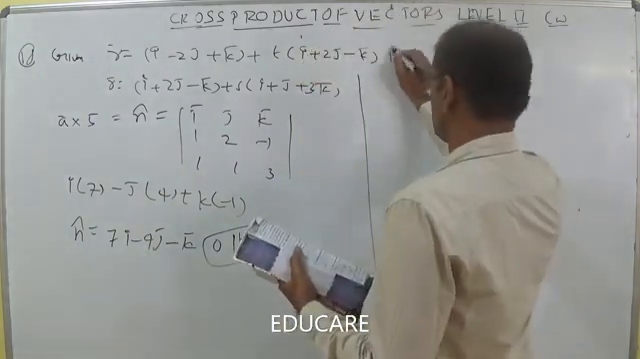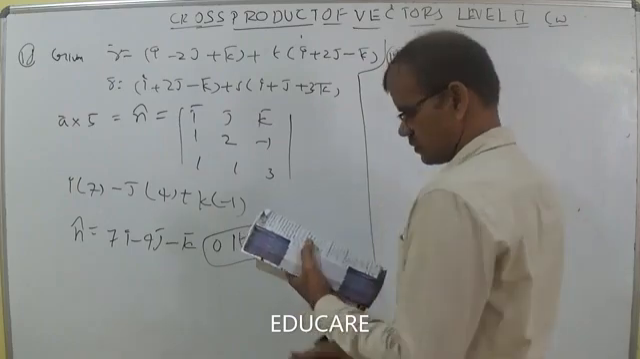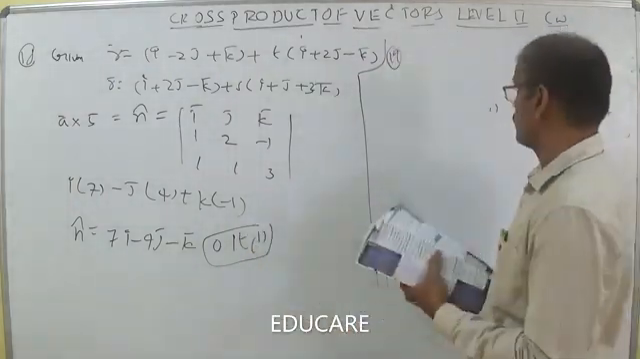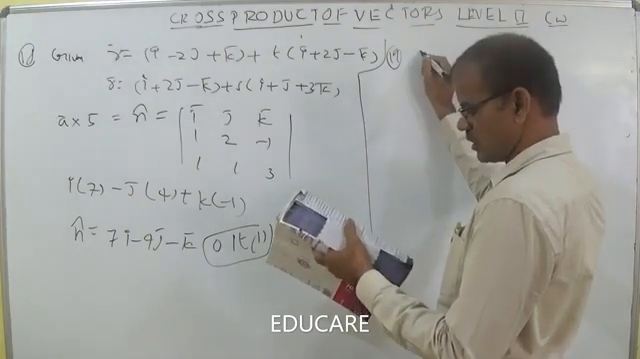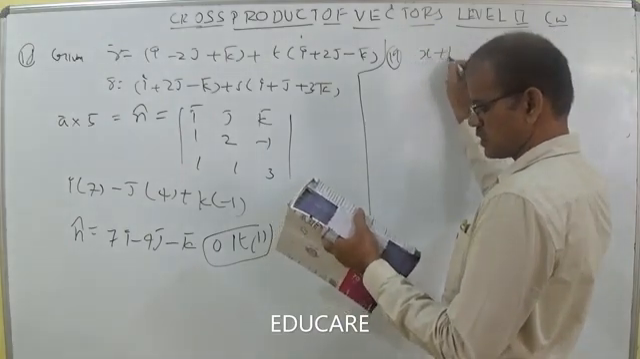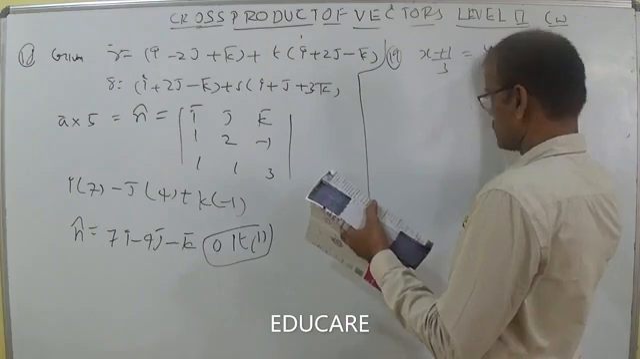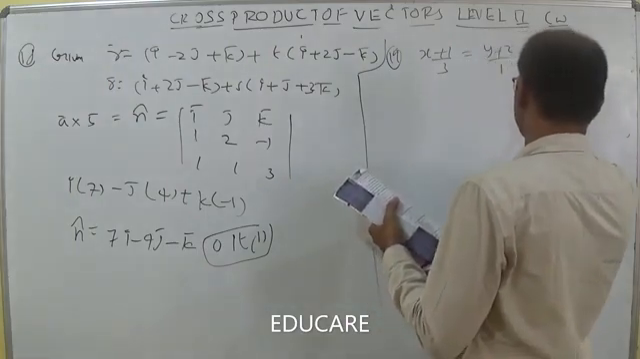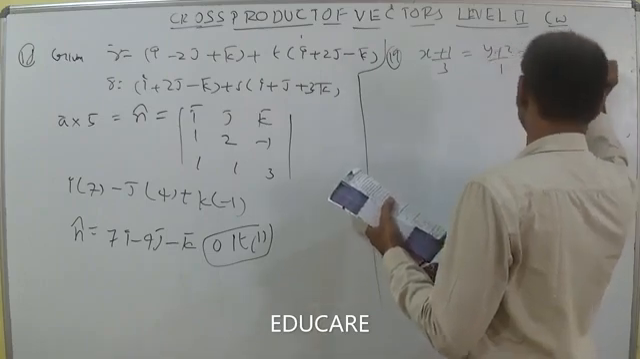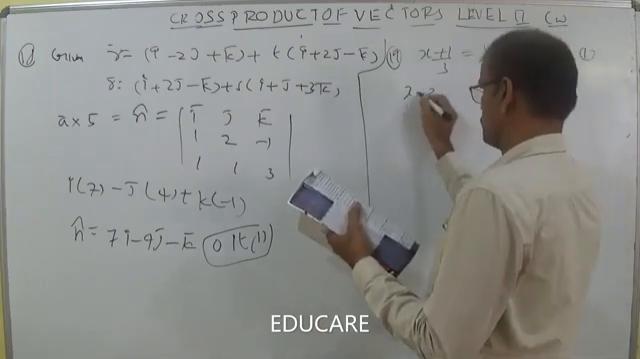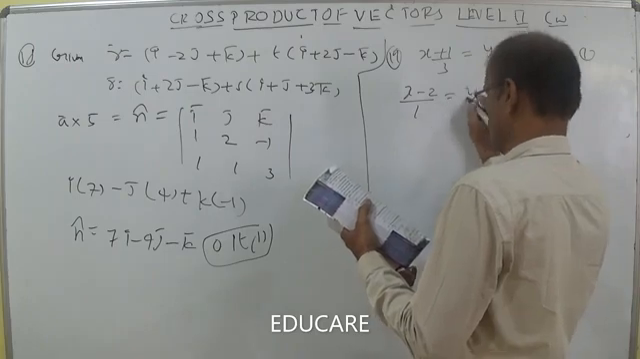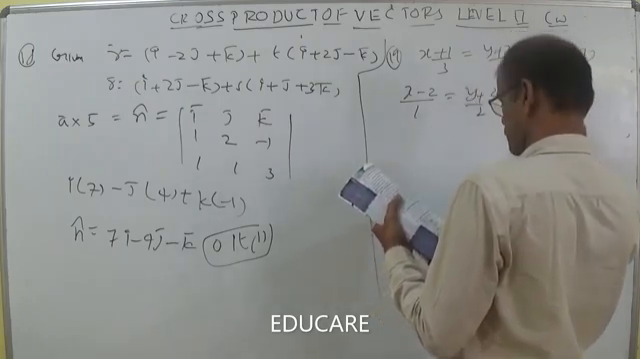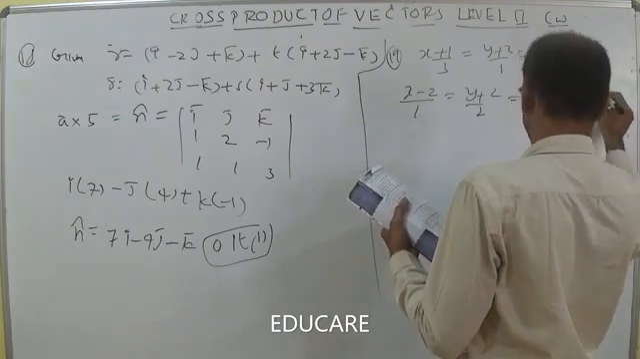Next, let us discuss the 19th question. A unit vector perpendicular to the lines. First of all, we can write the lines: x plus 1 by 3 is equal to y plus 2 by 1 is equal to z plus 1 by 2. It is the first one. Next, x minus 2 by 1, y plus 2 by 2, z minus 3 by 3. It is the second one.